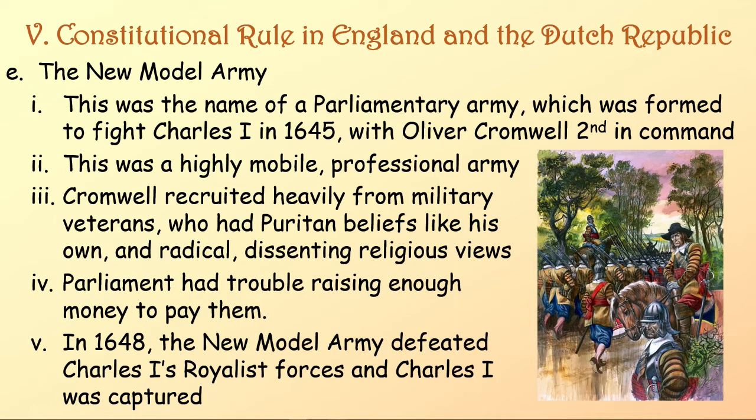The New Model Army. This was the name of a parliamentary army which was formed to fight Charles I in 1645, with Oliver Cromwell as second in command. And this was a highly mobile, professional army. Cromwell recruited heavily from military veterans who had Puritan beliefs like his own and radical dissenting religious views. I mean, Cromwell's not just a Puritan, he's a radical Puritan, and with open hatred and disdain for anything Catholic, including Charles I's wife, who is a Catholic.